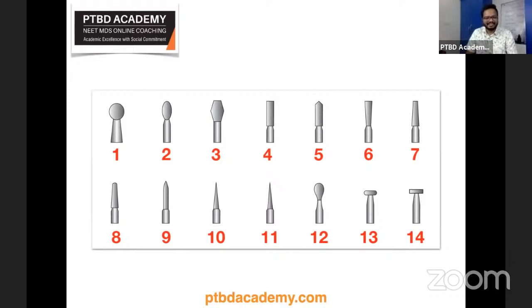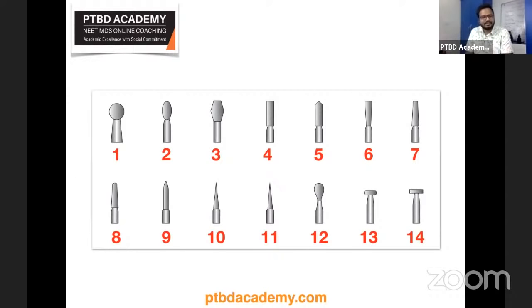Okay. I'll give you some time. Try answering as many as you can. Good. Very good. 13 is wheel. Okay. Then what about 14? 10 and 11 seem to be the same. 13 and 14 seem to be the same. Okay. Fantastic. So the first one is round burr. You can make a note of. First one is round. The second one is football.